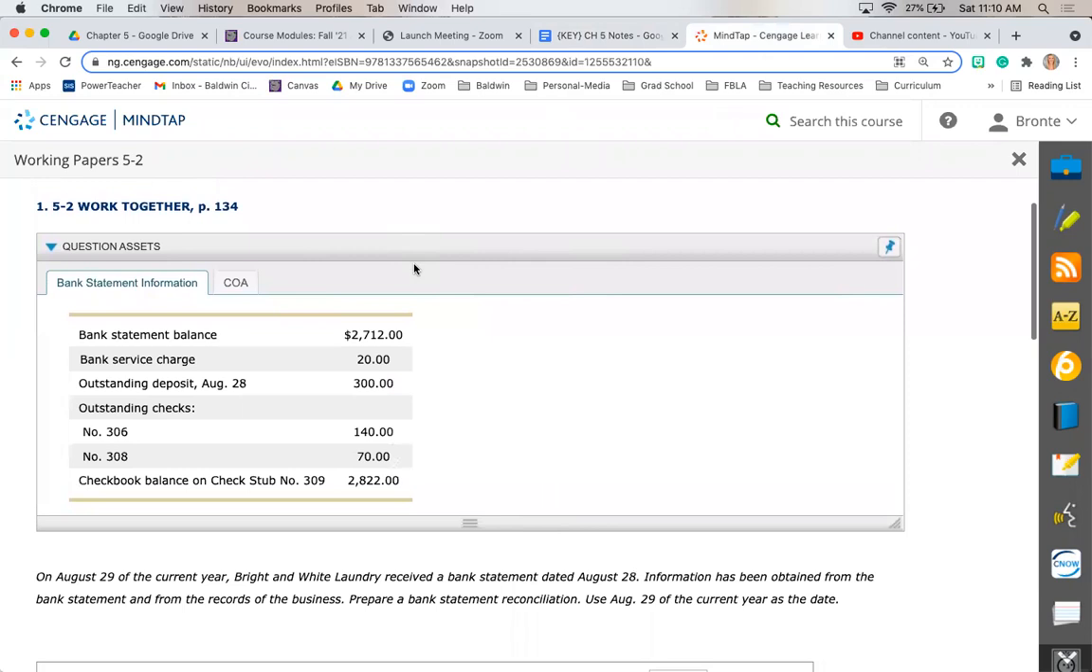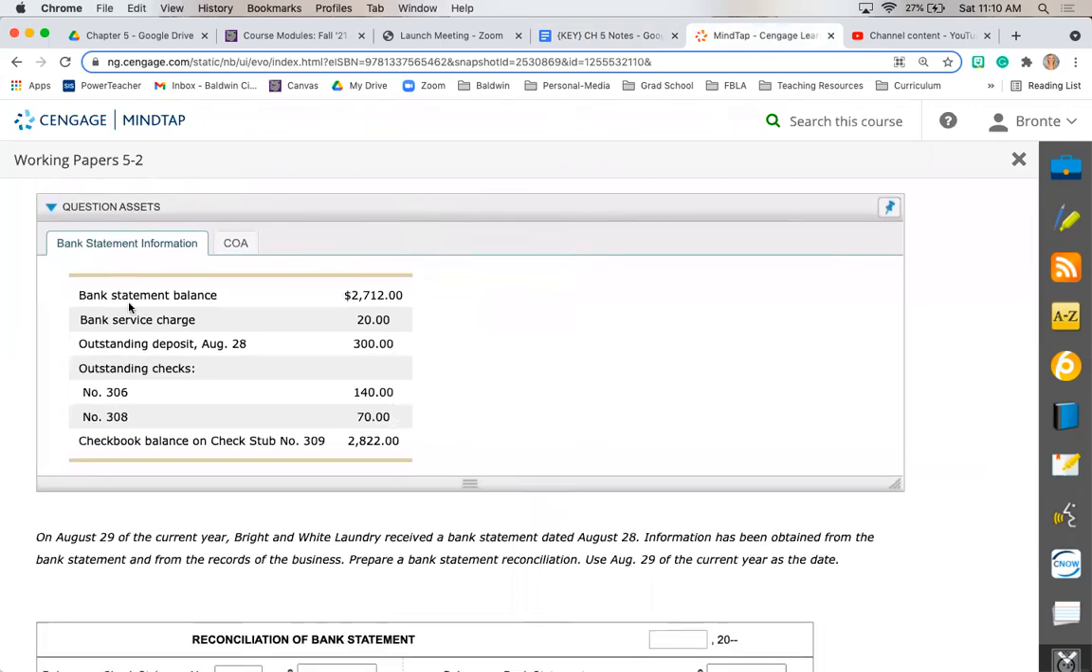Okay, so 5.2 work together. Here is all the information, all the numbers that we're going to need. We have our bank statement balance. This is what the bank is saying is in our checking account. We were also charged a $20 service charge. We do have an outstanding deposit, a deposit we know we made, but the bank has not processed. So that'll have to be added to our bank balance. We have two outstanding checks, two checks that we have written, but they have not been cashed on the other end. So they have not affected our bank balance yet.